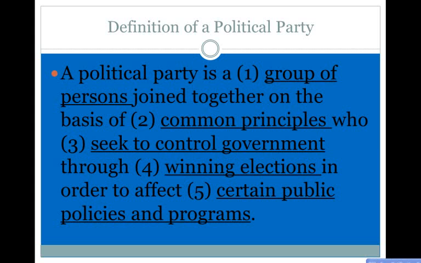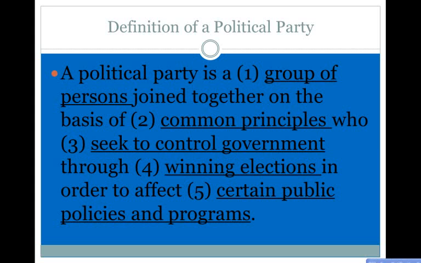If this was North Korea, they would control the government through the use of force. Or if this was Iran, they would control the government through religious laws. In the United States, because we're a democracy, they control the government through winning elections. And then the reason they want to win elections is not just to win, but because they want to affect certain public policies and programs, all right? Meaning they want to create policies that agree with their ideals. They want to do things with the government to help people the way that they think the government should help.